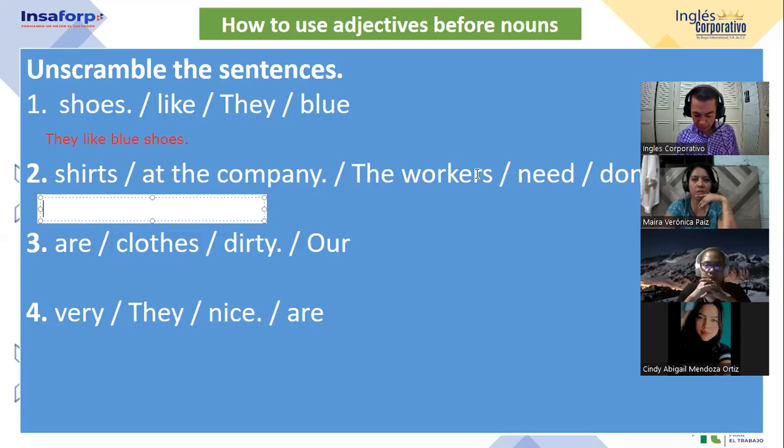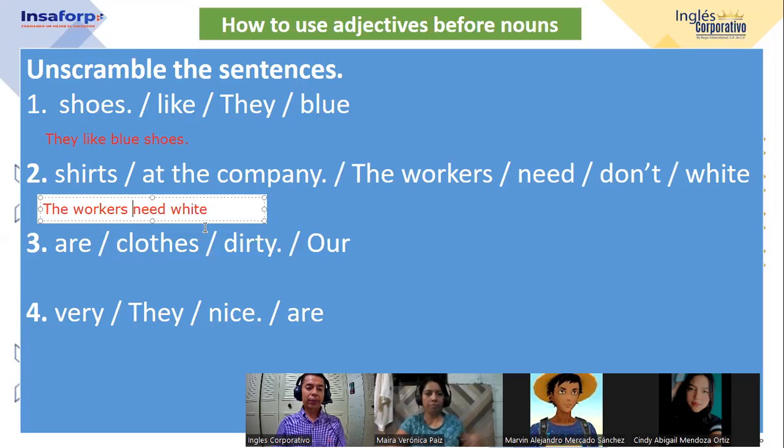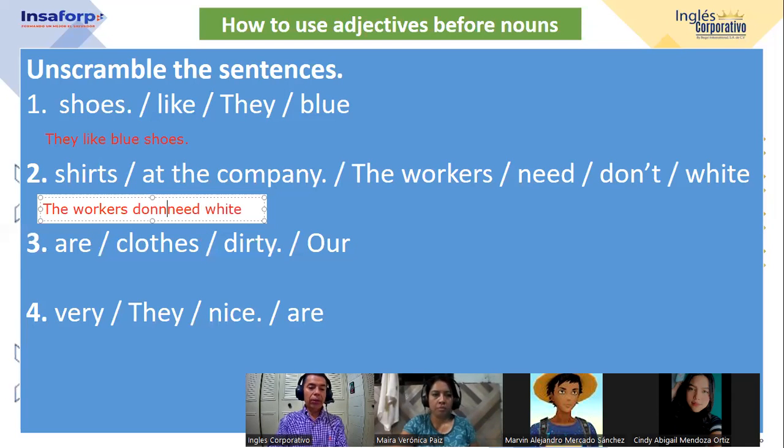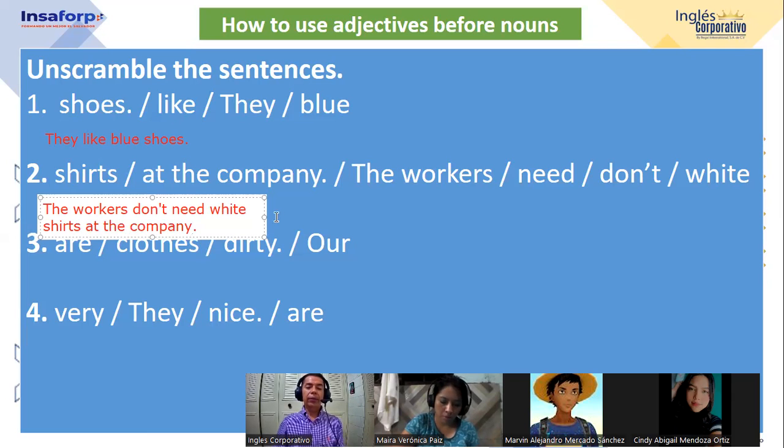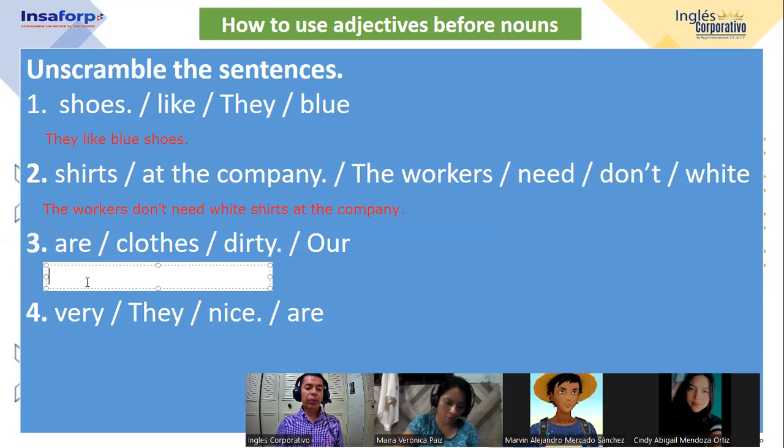Group number two is Diana's group. The workers don't need white shoes at the company. Okay, thank you, group number two. The workers don't need white shirts at the company. Thank you. Now, group number three, please.